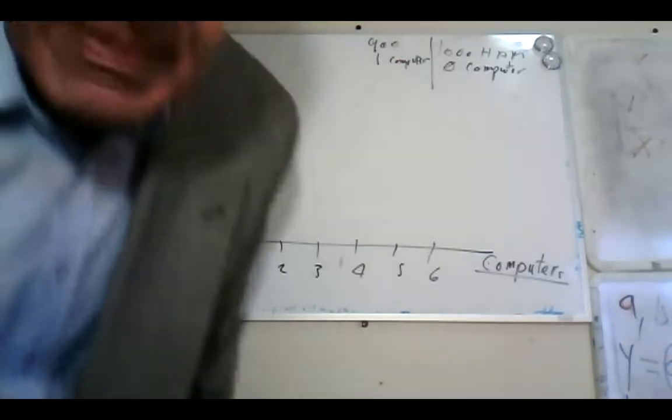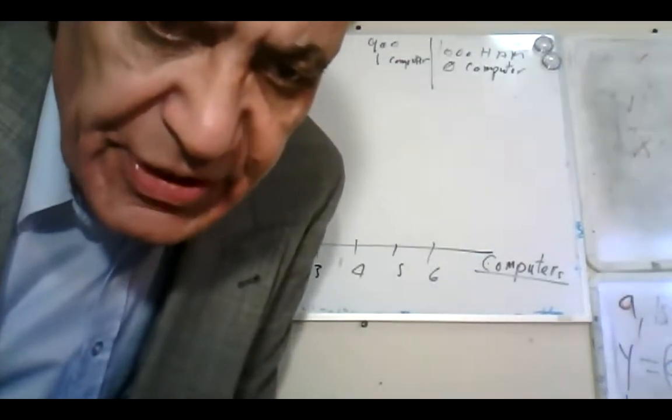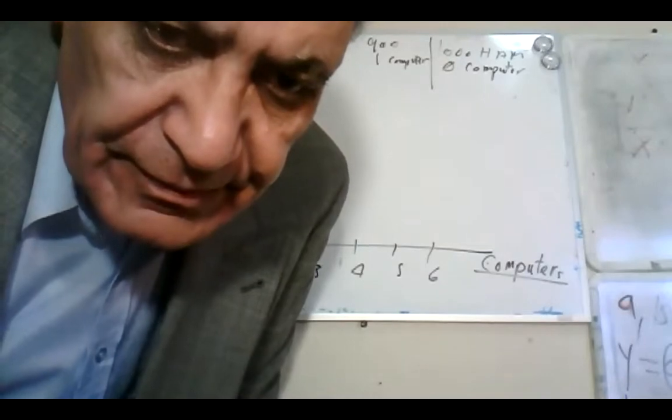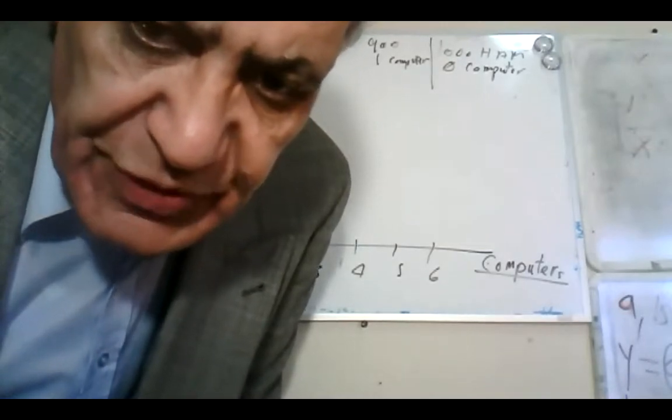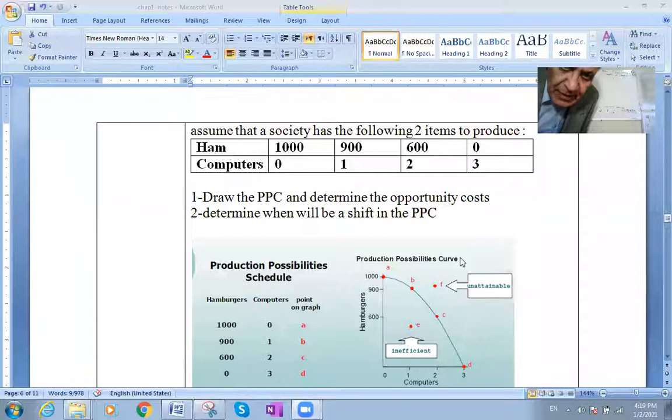Let me show you the example back. Let me share the screen back and show you the example, so it will be live with you. Here we go. The ham is 1,000 and the computer is 0. Then the ham is 900 and the computers are 1. That's what I already did here. Okay, and now the third one. Let me stop sharing.